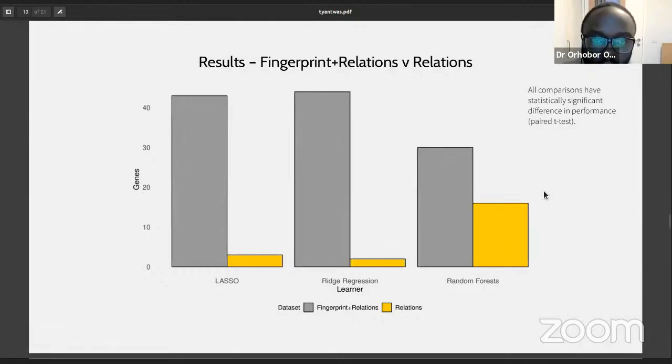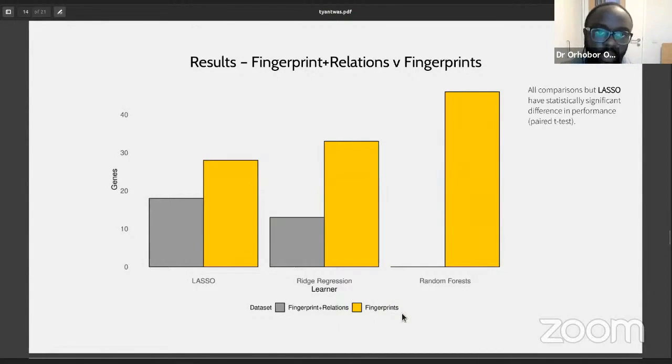And then we compared a case where we concatenated, right, the fingerprints and the relation. So we built this massive data set where we joined the fingerprints and the relations together. And then we compare that to just the relational data set. And we see that, yes, concatenating the fingerprints and relations together does outperform the relational input data set by itself.